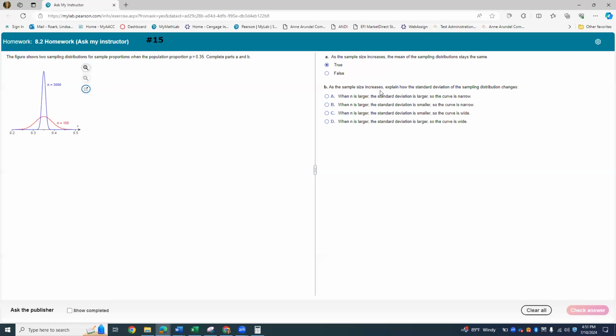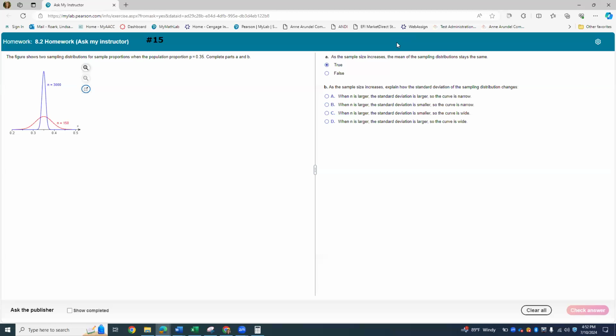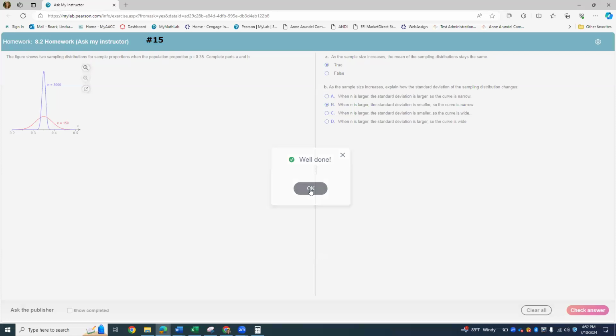The next one says, as the sample size increases, explain how the standard deviation of the sampling distribution changes. I talked about this before we even looked at the question: as the sample size gets bigger, the standard deviation is going to get smaller and the curve is going to be more narrow. Hopefully you can see that with the graph too. The red graph is n equals 150, the blue graph is n equals 3000. You can see that the blue graph is much taller and much more narrow, because the smaller standard deviation smushes it together a bit more. So when n is larger, the standard deviation is smaller, so either B or C, and the curve is narrow. Whenever the standard deviation is smaller, the curve is always going to be more narrow.